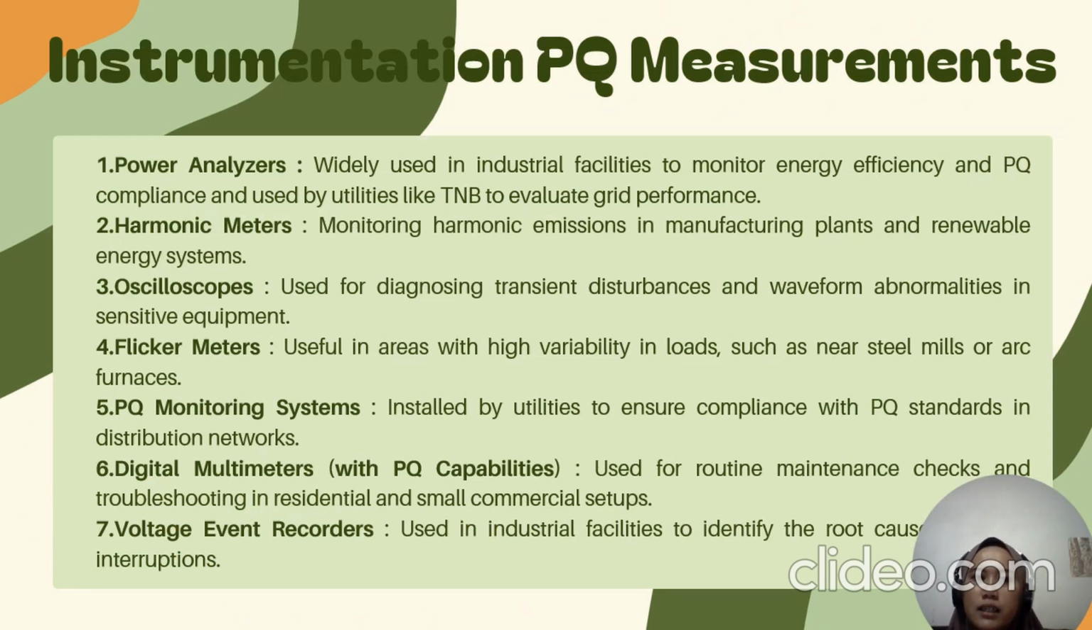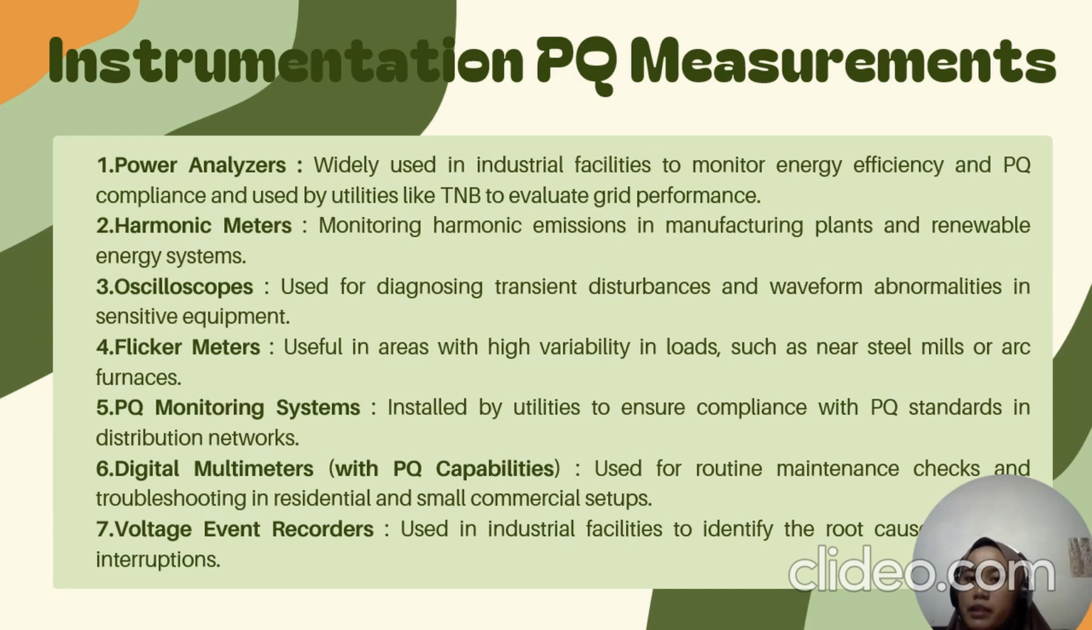next, instrumentation for PQ measurements. There are seven instruments for PQ measurement. First, power analyzers. It is widely used in industrial facilities to monitor energy efficiency and PQ compliance, and used by utilities like TNB to evaluate grid performance.